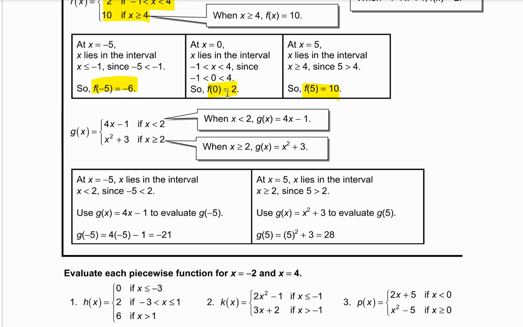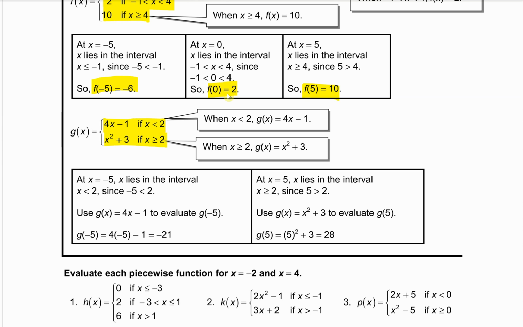But sometimes you're going to get equations. It could be any type of equation. It could be a linear equation like 4x minus 1 right here. So it's 4x minus 1 if x is less than 2. It could be quadratic, x squared plus 3 if x is greater than or equal to 2. But you're going to do the same thing.